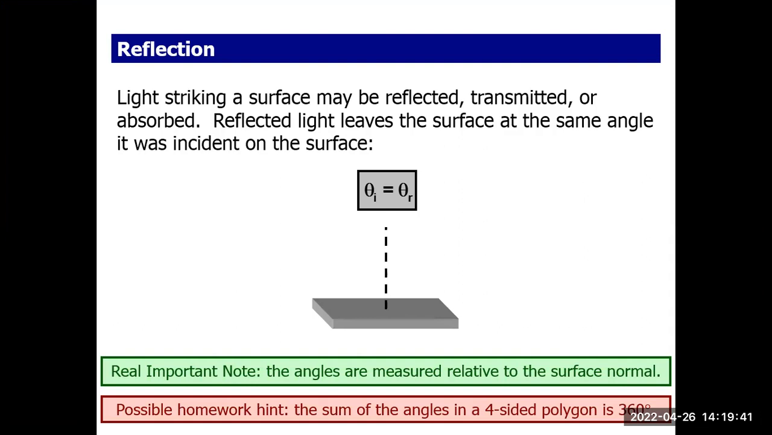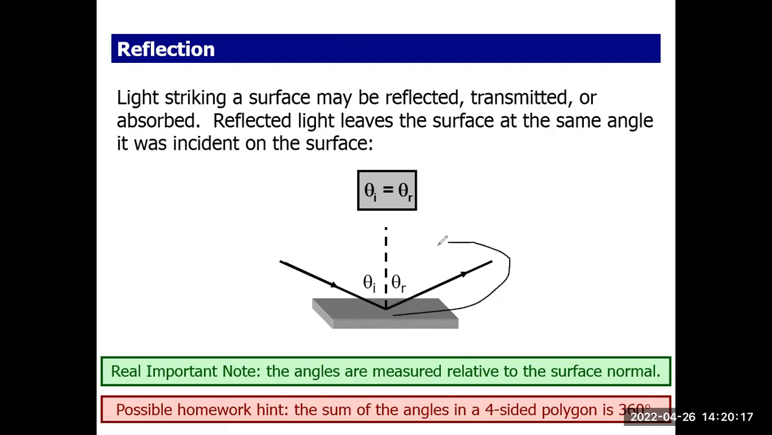Okay? So let's review muna what is reflection. So sabi dito, reflection is a light striking a surface may be reflected, transmitted, or absorbed. Reflected light leaves the surface at the same angle it was incident on the surface. So ito yung ating surface, ito yung origin natin. Ito tayo, di ba? So may tatama na light. So this is our incident light, incident ray. Ang tawag dito ay incident ray.